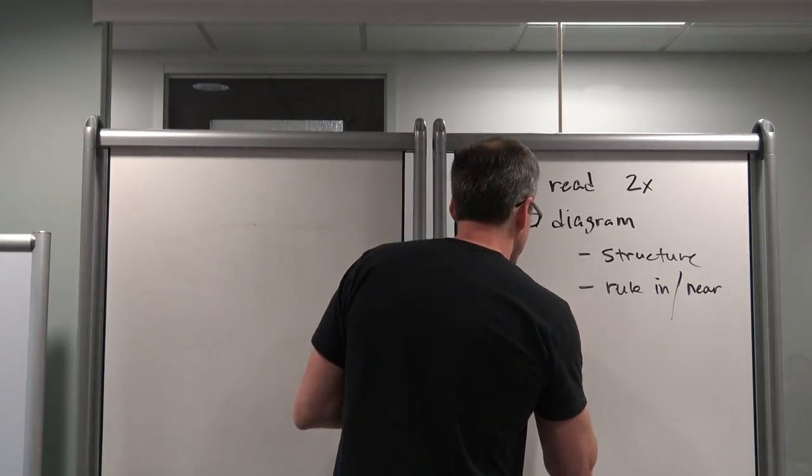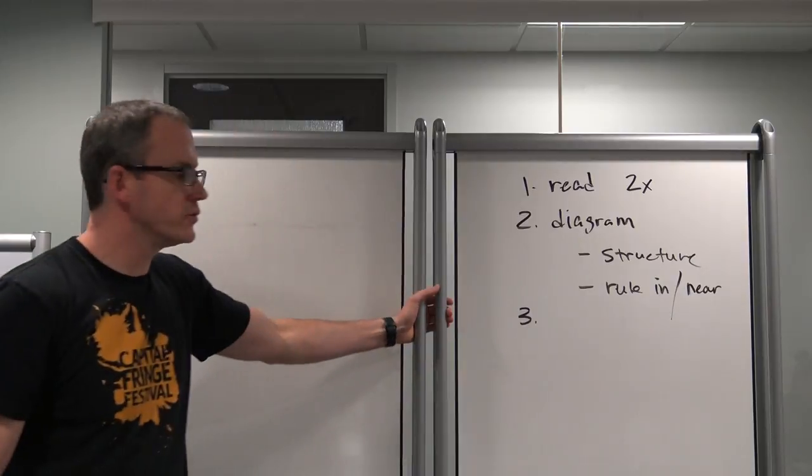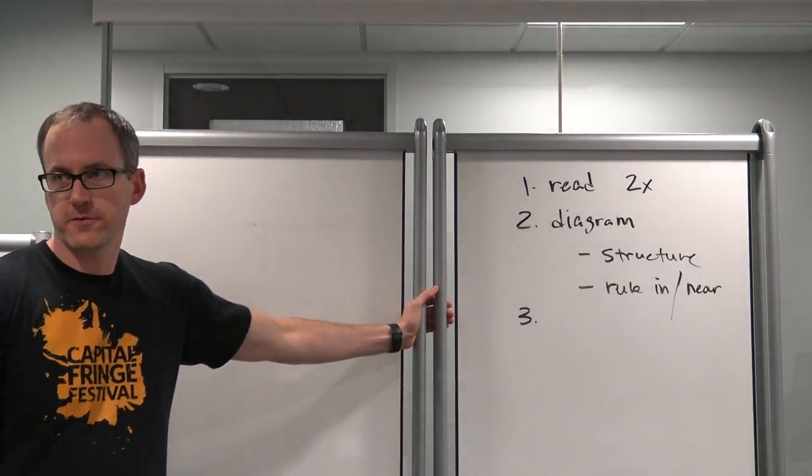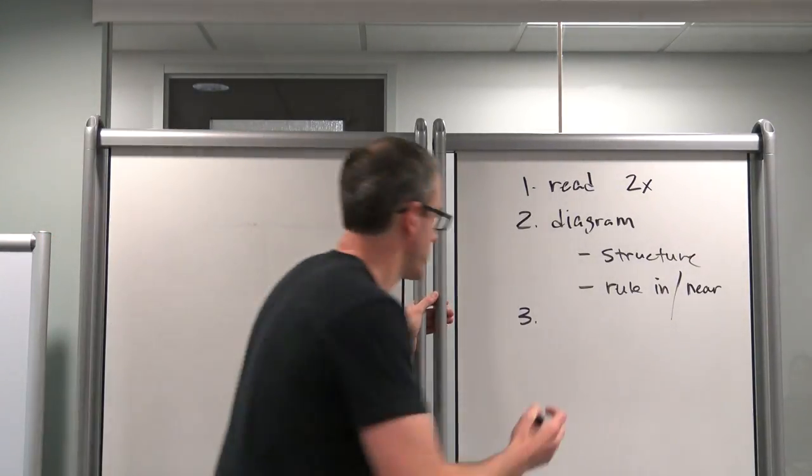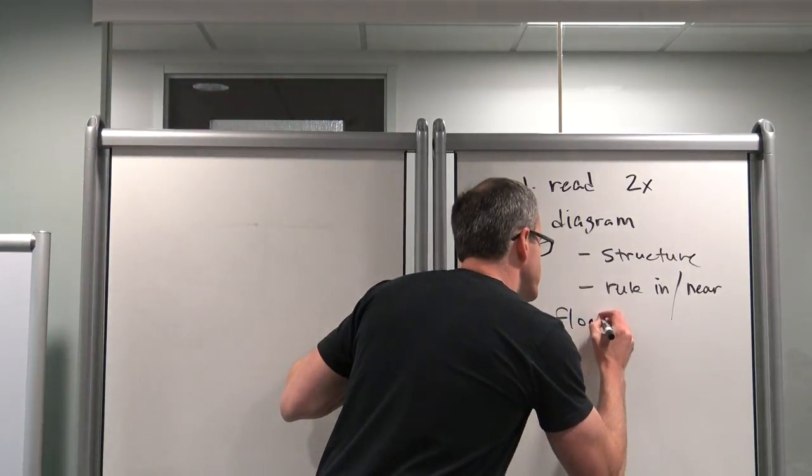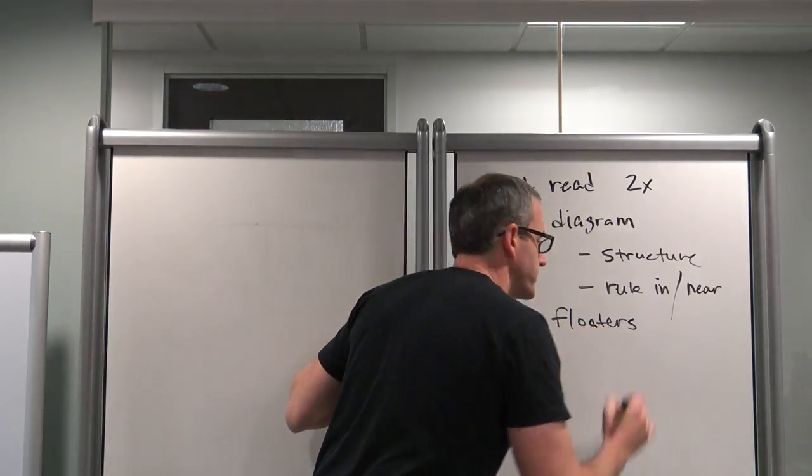Now, as I was saying, how you draw the rules is going to be dictated by the structure, and you'll either put them in or near the diagram. Once you're done writing down the structure and the rules, I want you to look for any floaters. So floaters are variables, basically, that were never discussed by the rules.